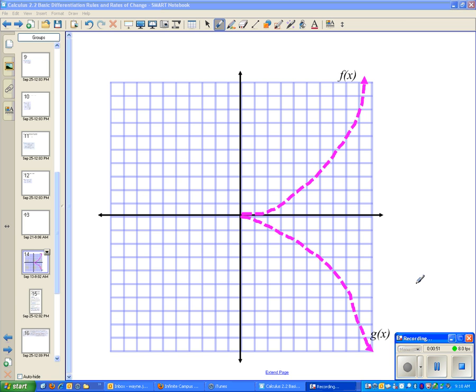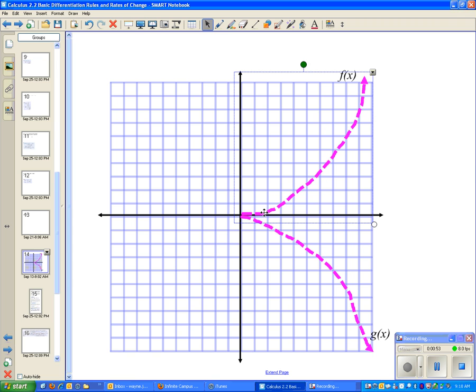Now let's pick out a point right here. That point right there. There's a positive slope there. If I drew a tangent line in, it would have a positive slope. So the derivative would be positive. Derivative is rate of change. It has a positive rate of change here.